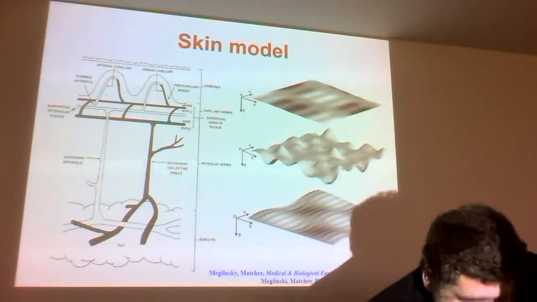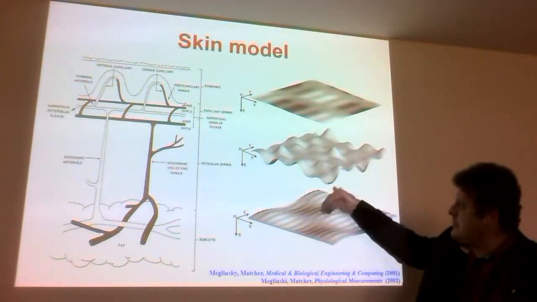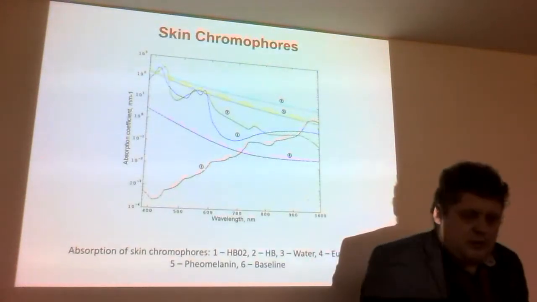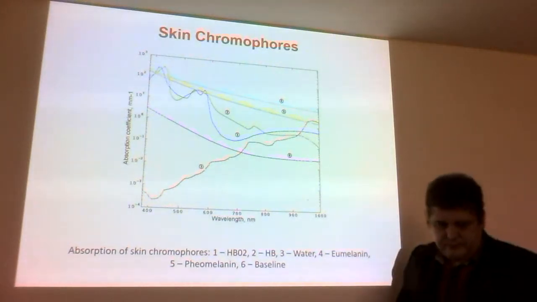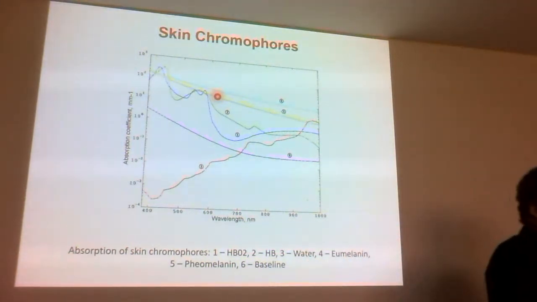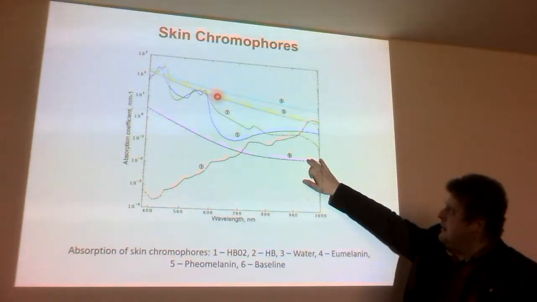And this is like a summary of the model. So we have complicated boundaries, reflection, refraction, scattering, and distribution of blood. So then, we obviously know the main skin chromophores that absorb the light. So what is that? We have water, we have oxy and deoxyhemoglobin, we have melanin and eumelanin, and we have some other chromophores that here is schematically described by baseline.